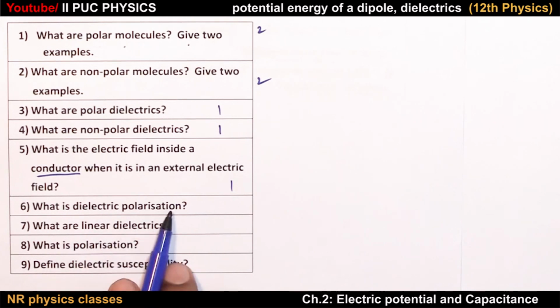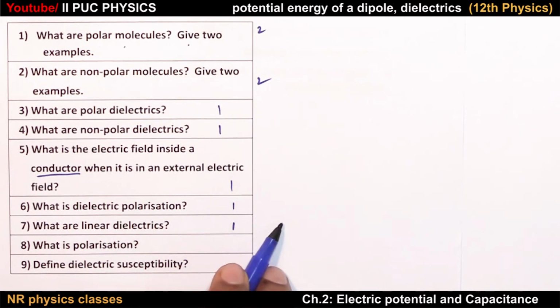What is dielectric polarization? Statement. What are linear dielectrics? Statement. Linear dielectrics are the dielectrics whose polarization is directly proportional to the electric field. Done. What is polarization? Statement. 1 mark. Now it is very easy. If the question is what is polarization, you can easily write. In the final exam, if they ask what is polarization, you should be careful because this term also appears in wave optics. So there you should check whether it is just polarization or light polarization.